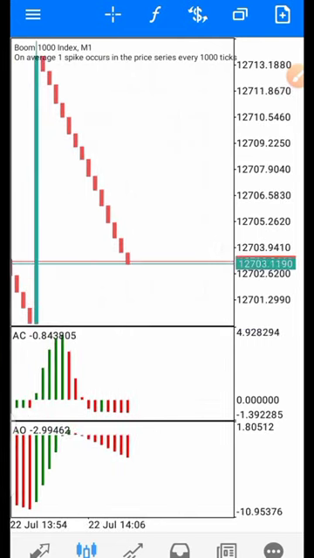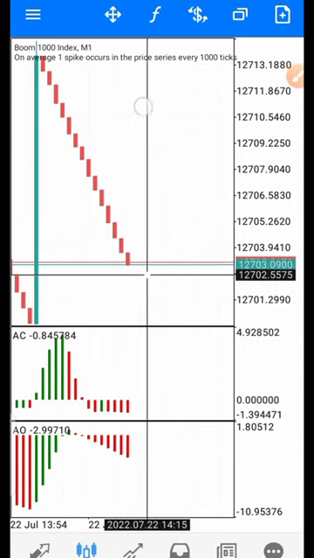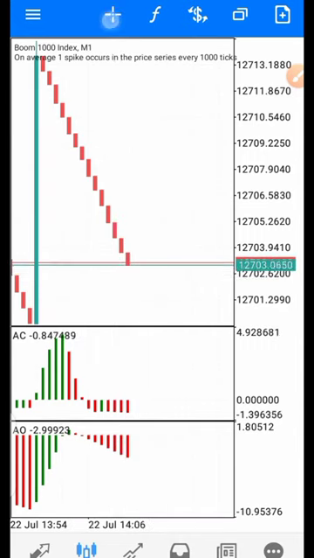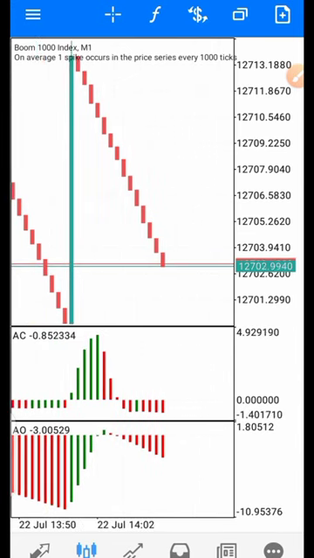At least I can see a green candle here. Okay, it has turned to red. That means the momentum, the trend is still valid, so we can't enter here.